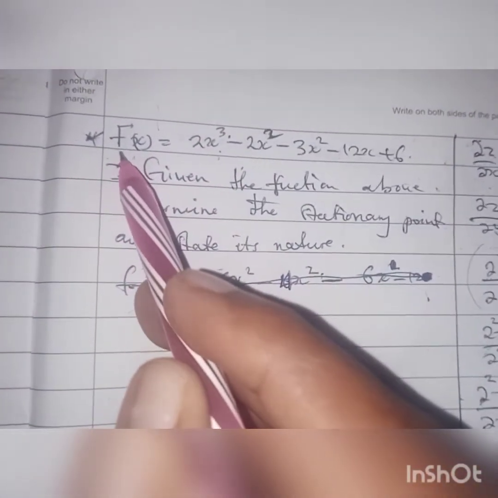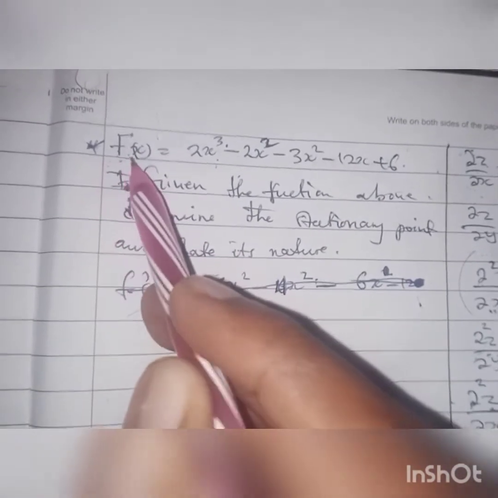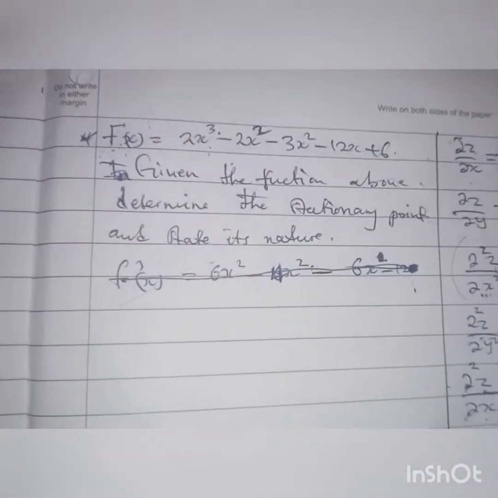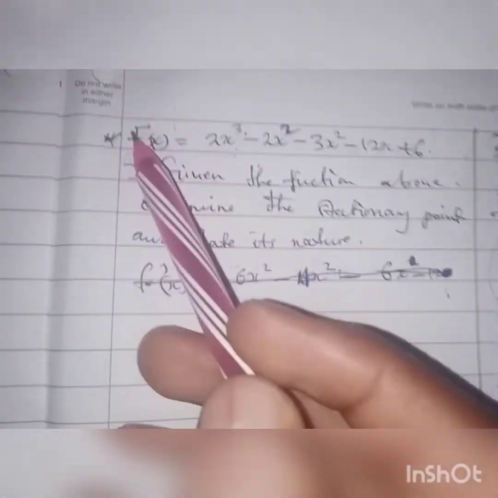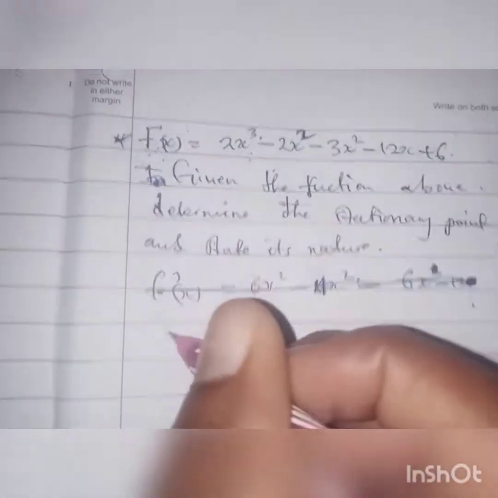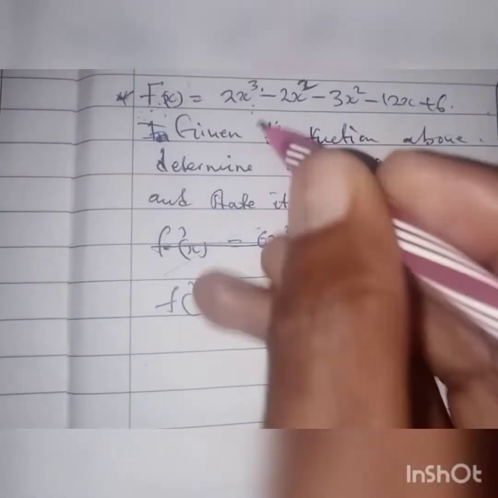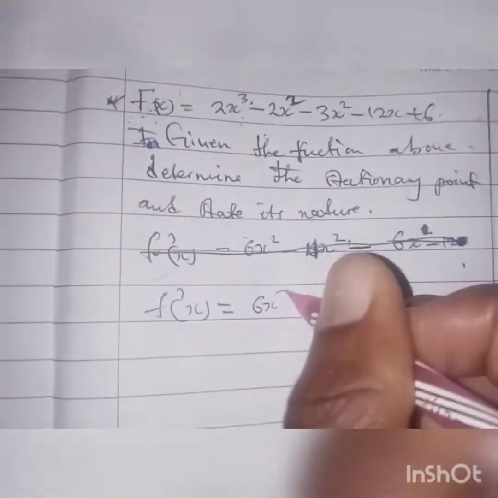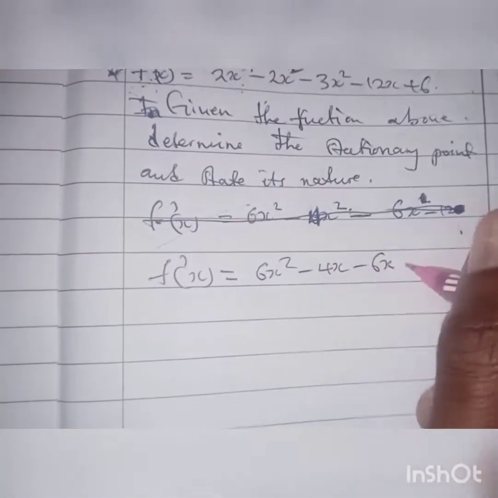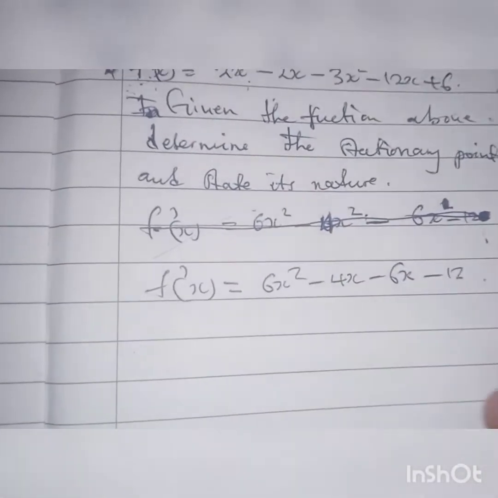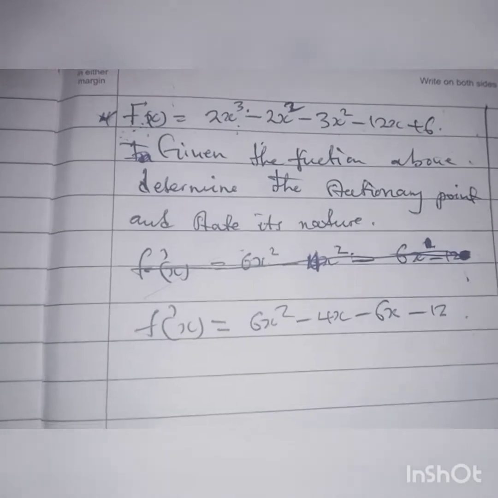this is only a function of x. It could be a function of x and y, then we could follow other procedures. But for such a function, you just find the first derivative of that function. So the first derivative will be 6x squared minus 4x minus 6x, then minus 12. Now that is our first derivative.